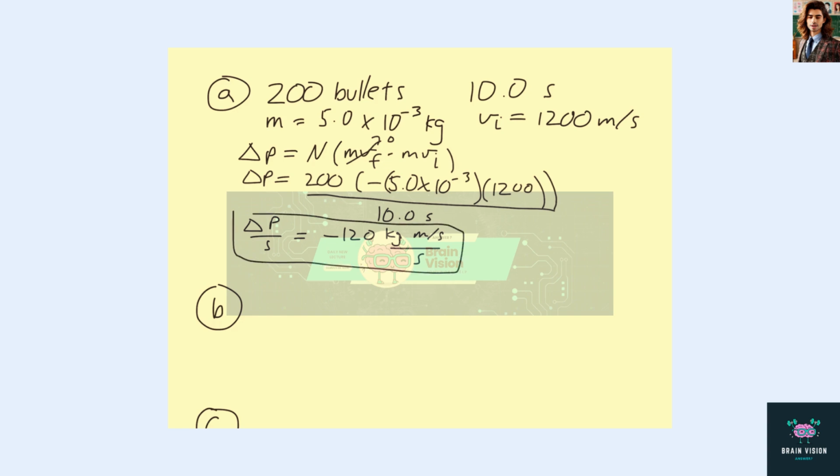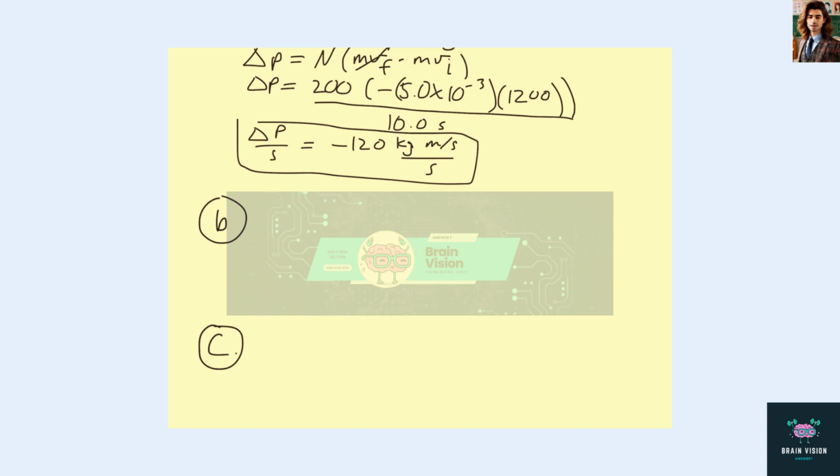Now for part B, if we want to find the average force exerted on the wall, we know that the average force, which I'll just write as F average, is equal to the change in momentum over the change in time. And this is essentially exactly what we calculated in part A, right? We know the momentum changes by 120 kilograms meters per second, and delta T is 1 based on this, because remember we already have momentum per second. So our average force exerted on the wall is just 120 newtons.